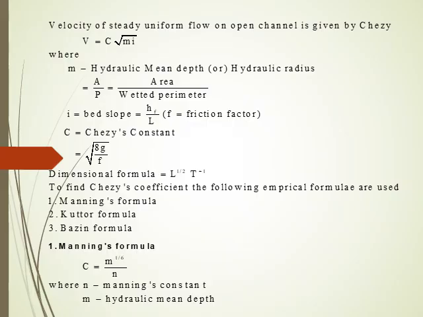is equal to A into V, where V in terms of Manning's is 1 by n into m power 2 by 3 i power 1 by 2. So Q is equal to A into 1 by n m power 2 by 3 i power 1 by 2.